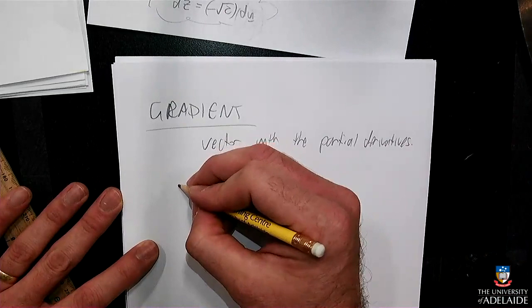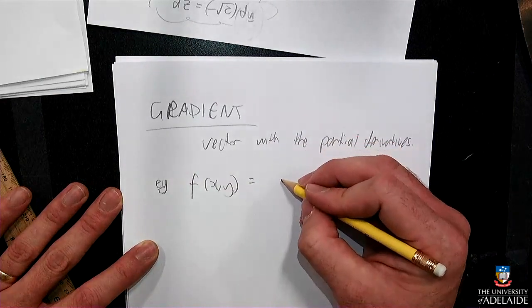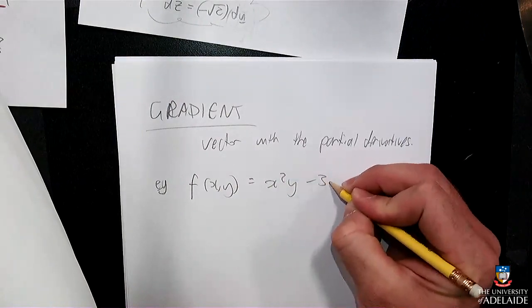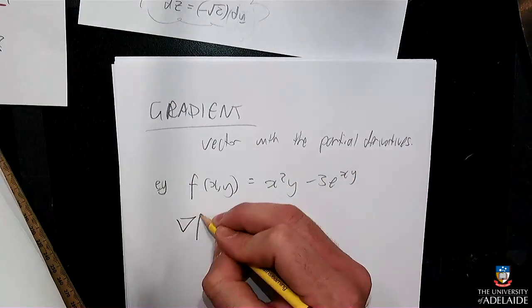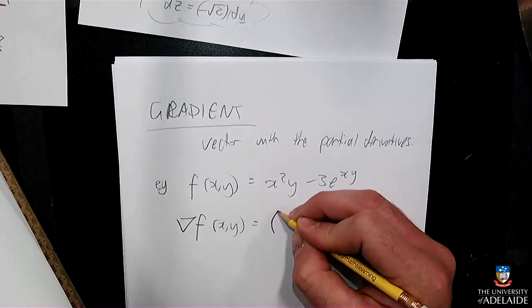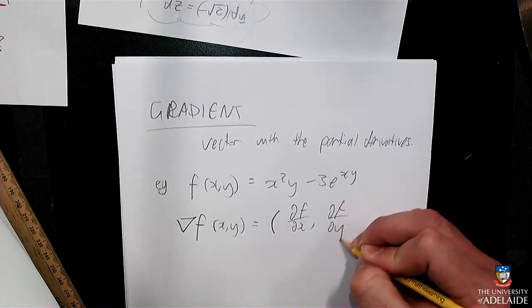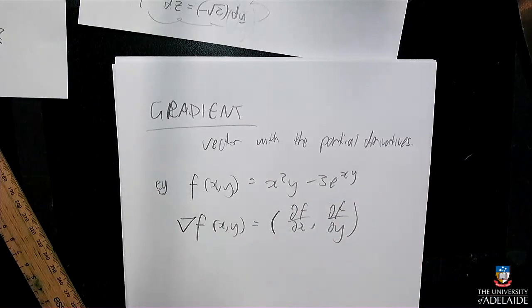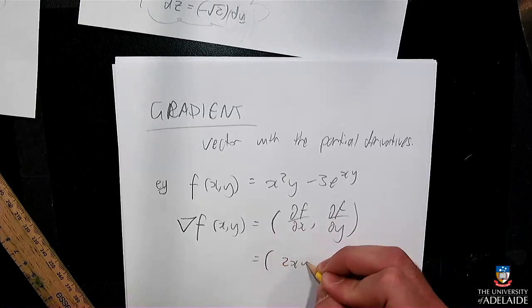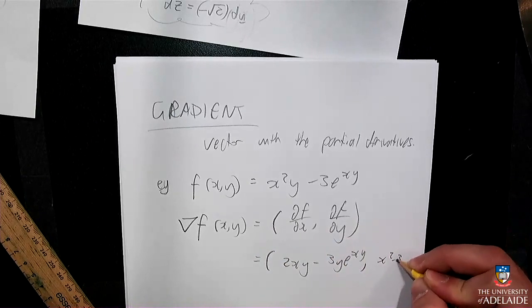So if, for example, we had f of x, y as the thing that I had before, then the gradient of f at the point x, y is the vector which has the two partial derivatives, like that. So in our case it would be (2x minus 3y)e^(xy), (x squared minus 3x)e^(xy).